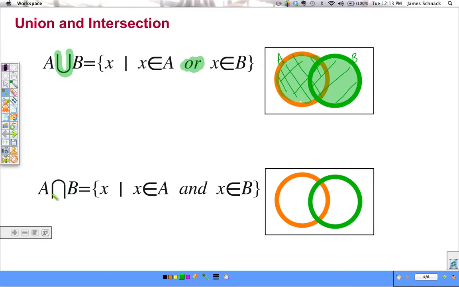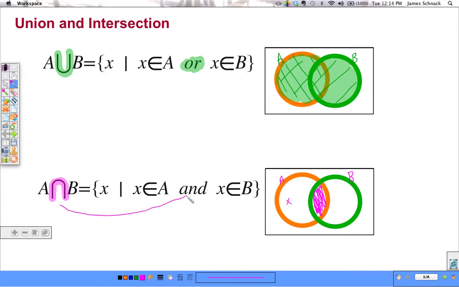Now, an upside down U is what we call an intersection. This stands for A intersect B, and it's the set of all X's such that X is an element of A and X is an element of B. So think about what that means over in our Venn diagram. Where are we looking? Here's A, here's B. I want everything that is in A and everything that is in B. Well, that's going to be the items that fall in this region right here. The stuff right here where I just put an X is in A, and it's also in B.